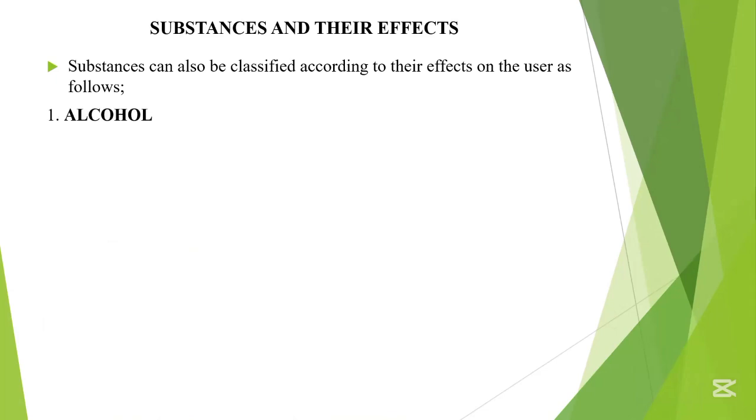Alcohol. Now, alcohol happens to be a champion as far as being abused is concerned. Why? This is one of the most available substances. You can find it anywhere. Just by that liquor store by the corner, you'll be able to access alcohol. So this is one of the most abused substances.